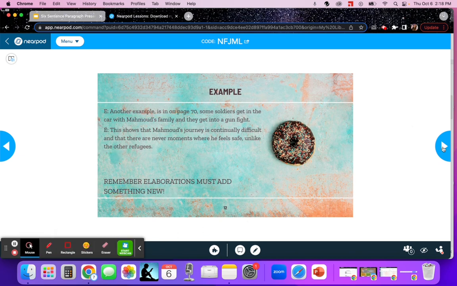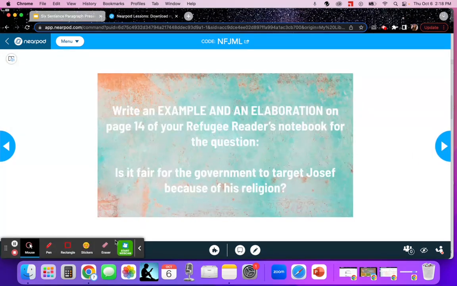All right, your turn to do your second example and elaboration in your reader's notebook. Make sure that elaboration adds something new. This second elaboration is also a really good time to do a nice conclusion sentence that wraps it all up.